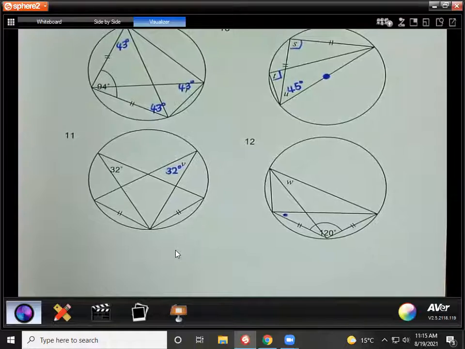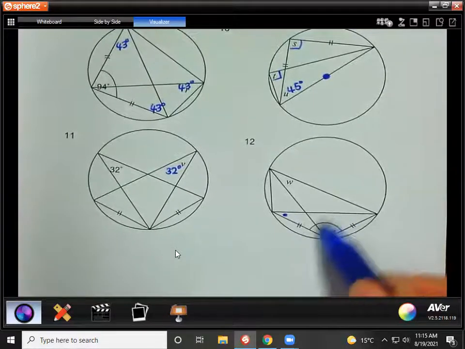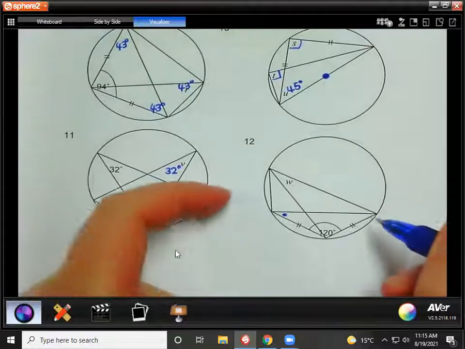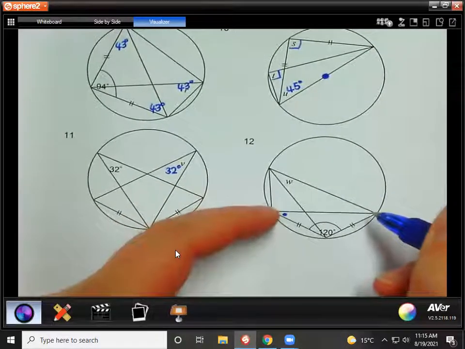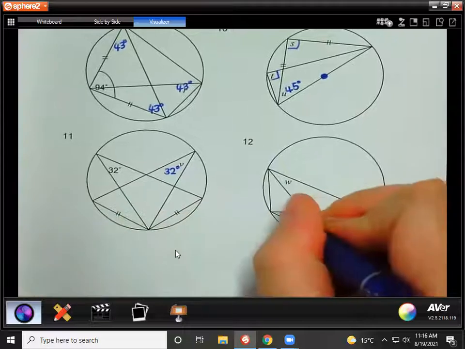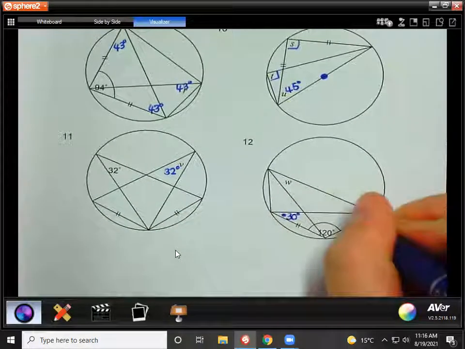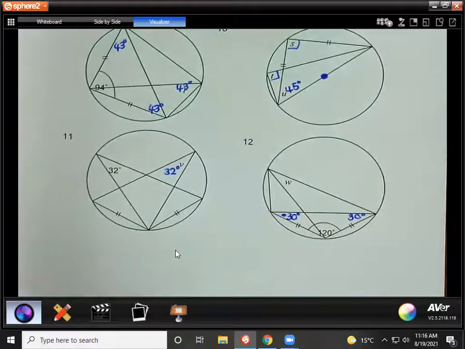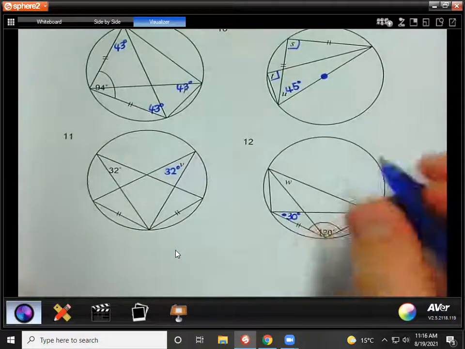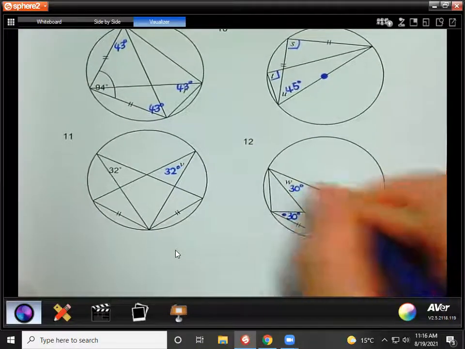It's an isosceles triangle, right? So we're going to say 180 minus 120 is 60, meaning that those two angles together must equal 60, but they're equal to each other. So 60 divided by 2 is 30. So that angle and this one, both of them are 30 degrees. And then we can just use angles in same segment to say that W is also 30 degrees.